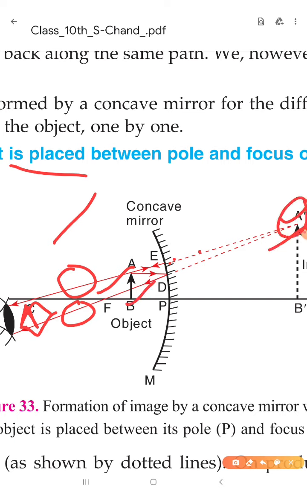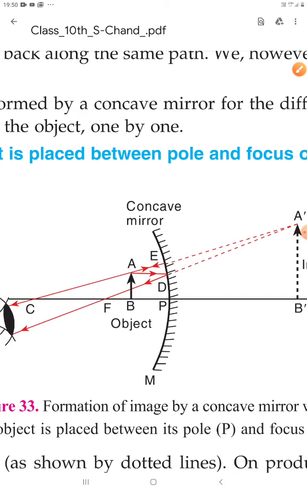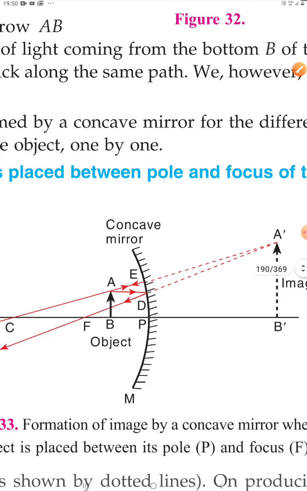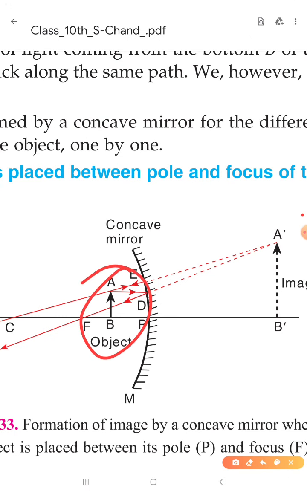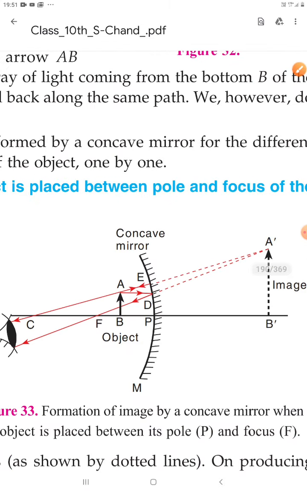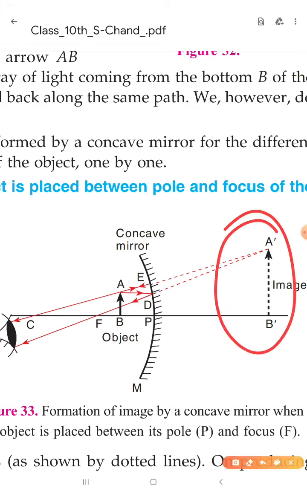So this A dash is the image of A. For finding out the whole image of this object AB, we draw a perpendicular line from A dash, which is A dash B dash. So this is the image of object AB. So what is the nature of this image? You can see here the image is virtual, because virtually we are meeting these two rays. So this is a virtual image.